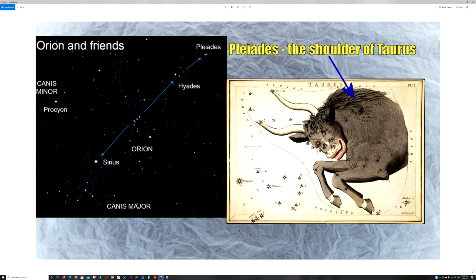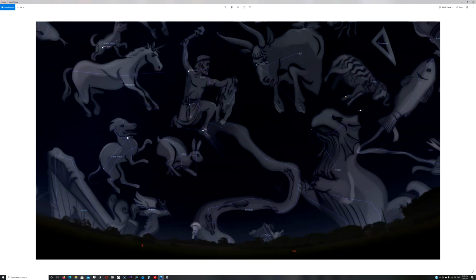So we'll show it again later, but notice also Orion's belt points to Sirius, and Orion's belt points through the Hyades to Aldebaran, the bullseye, and to the Pleiades as well, which are in the shoulder of Taurus.